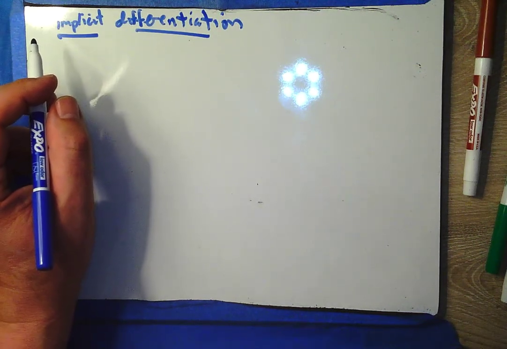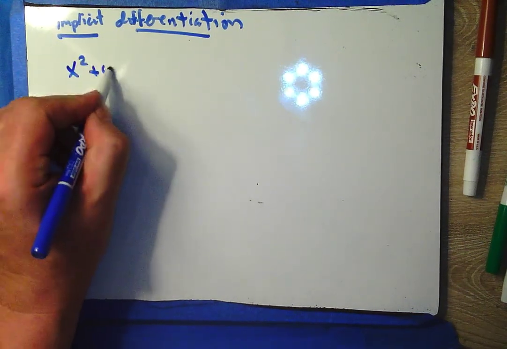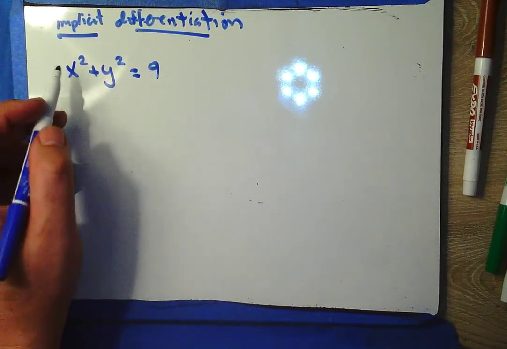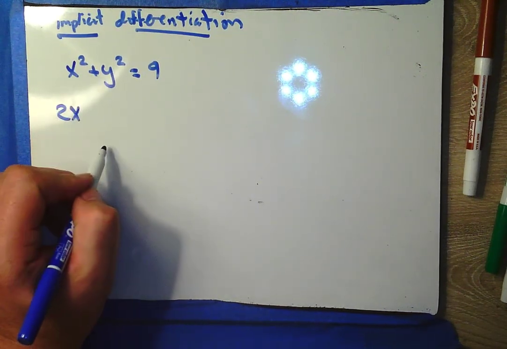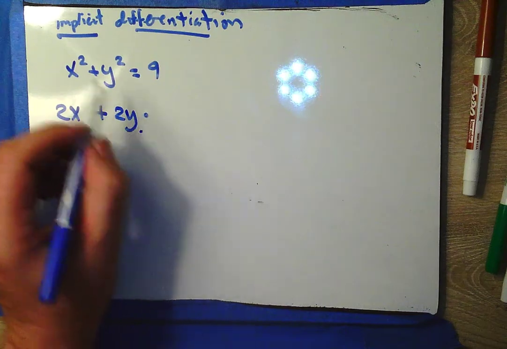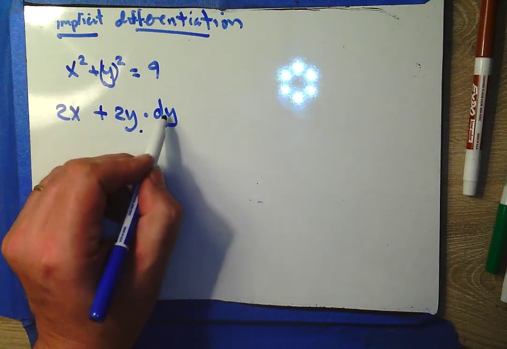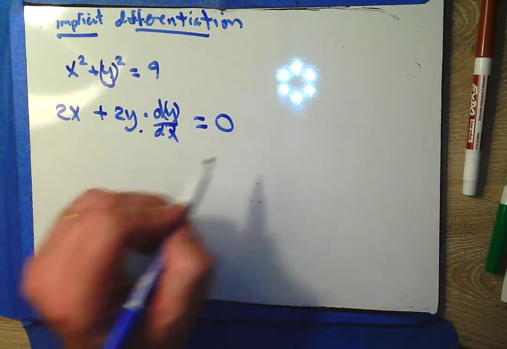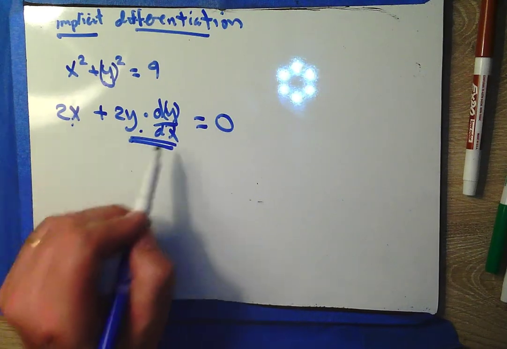So just to review, when we're doing implicit differentiation, like x squared plus y squared equals 9, say this circle, I'm just going to take the derivative of each piece. So the derivative of x squared is 2x, plus the derivative of y squared is 2y times the derivative of that inside y function with respect to x. And the derivative of 9 is 0.